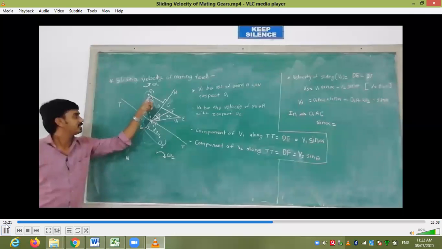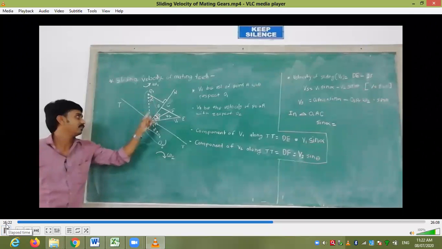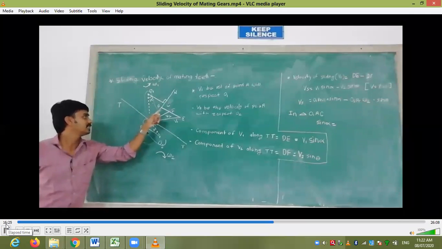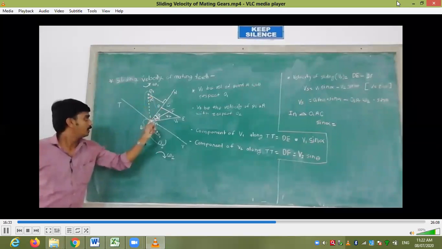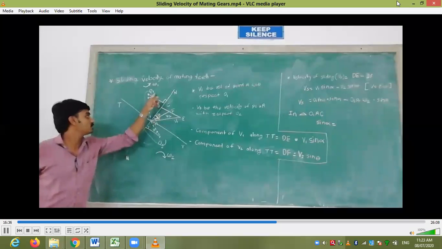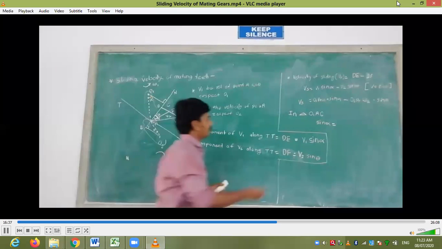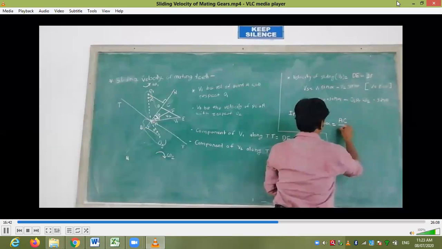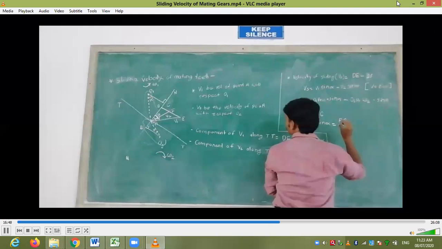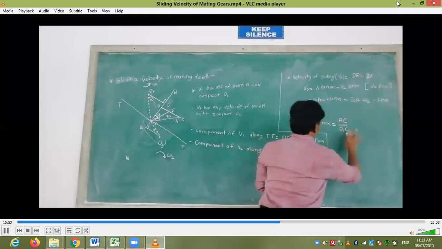For angle alpha, the front side is AC. The hypotenuse is O1 to A. Therefore, here sin of alpha is equal to AC divided by O1A.